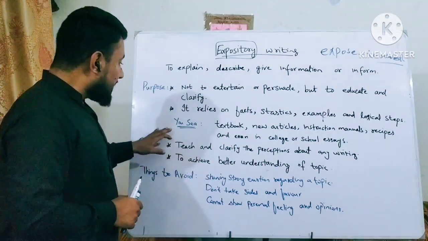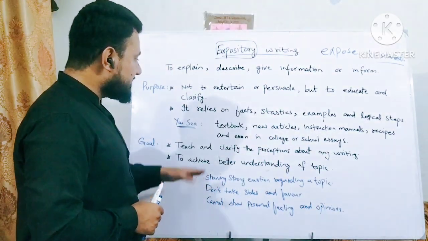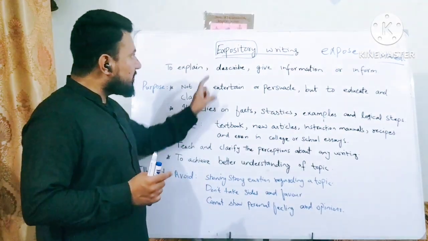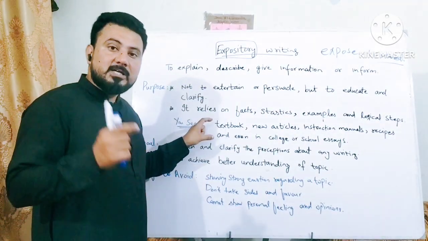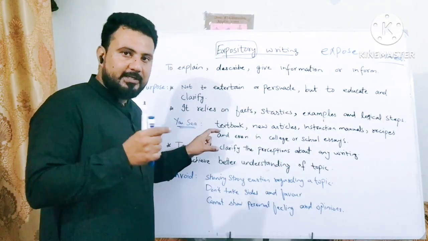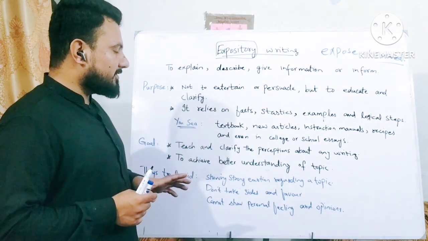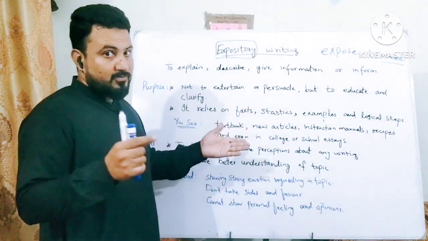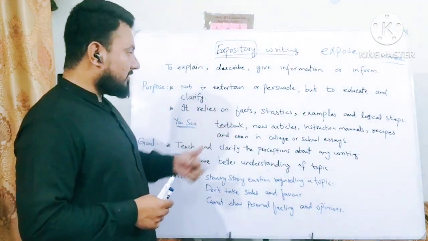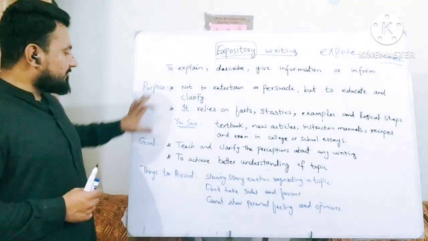Dear students, you see textbooks, news articles, instruction manuals and recipes, and even college and school essays that are the best example of expository writing we have gone through in our daily life, in daily routine, in which textbooks are there, news articles are there, instruction manuals that was said by me, recipes are there, and even the college and school essays.